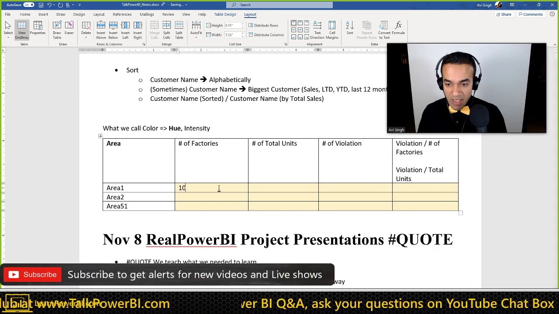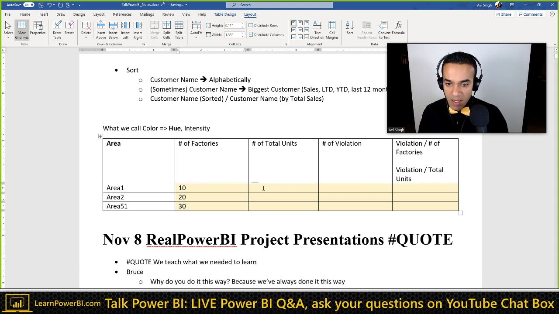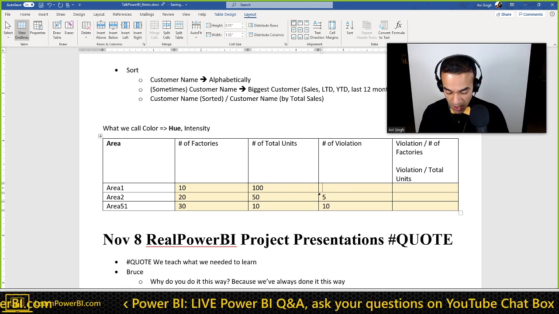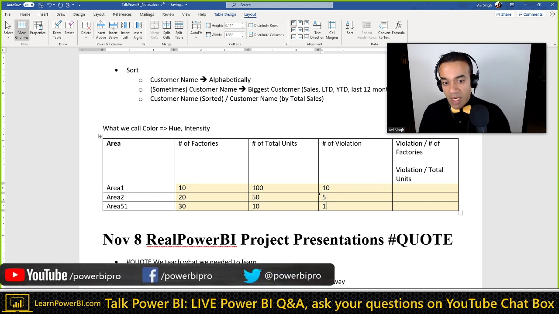So imagine if the factories were 10, 20, 30, right? And then units were, well, this one is really big, 50, and then 10. I'm obviously using extreme examples. If the violations were correlated with factories, if factories went up in areas 10, 20, 30, and violations went up as well, then I would show violations divided by factories, because I know that's what the correlation is. If it was by units, if it was 10, 5, and 1, then I would show that as a percentage of units. Hey, that's the main factor, right?